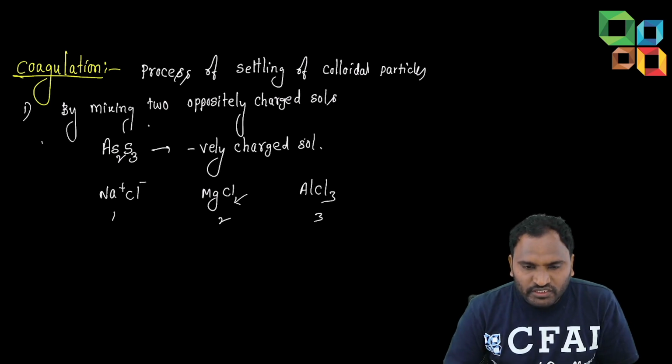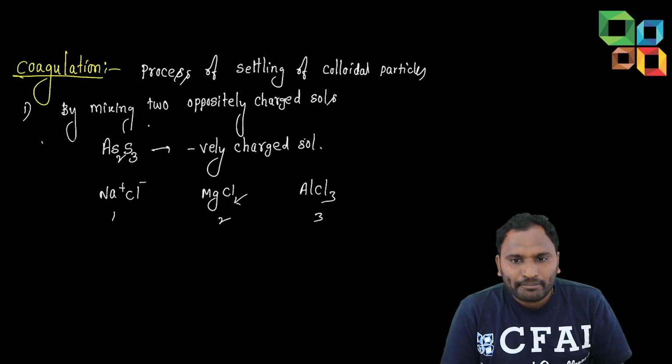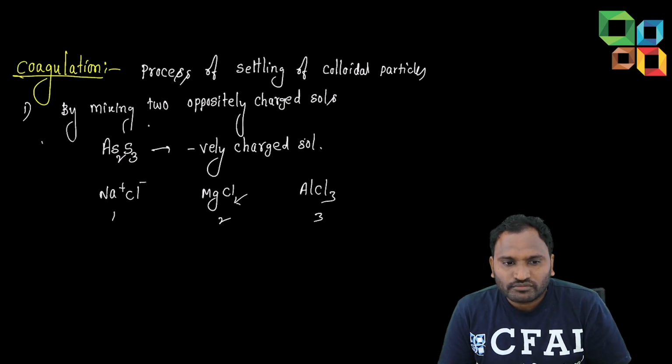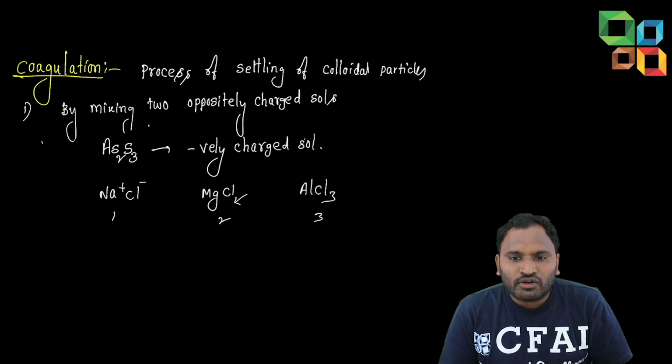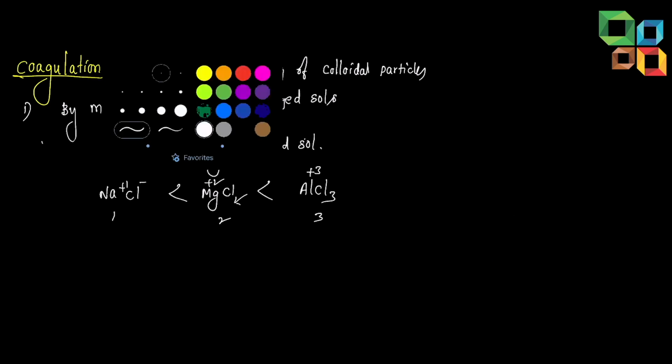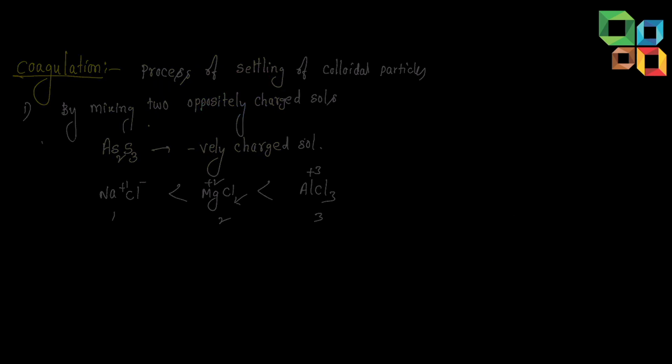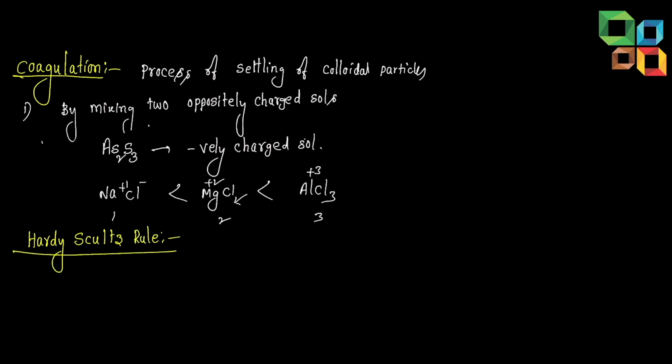MgCl2 or AlCl3 or NaCl? I want to coagulate. Very, very important for competitive exams. Right now, coagulation power is directly proportional to the valency of the coagulating ion. This is also called the flocculating ion.